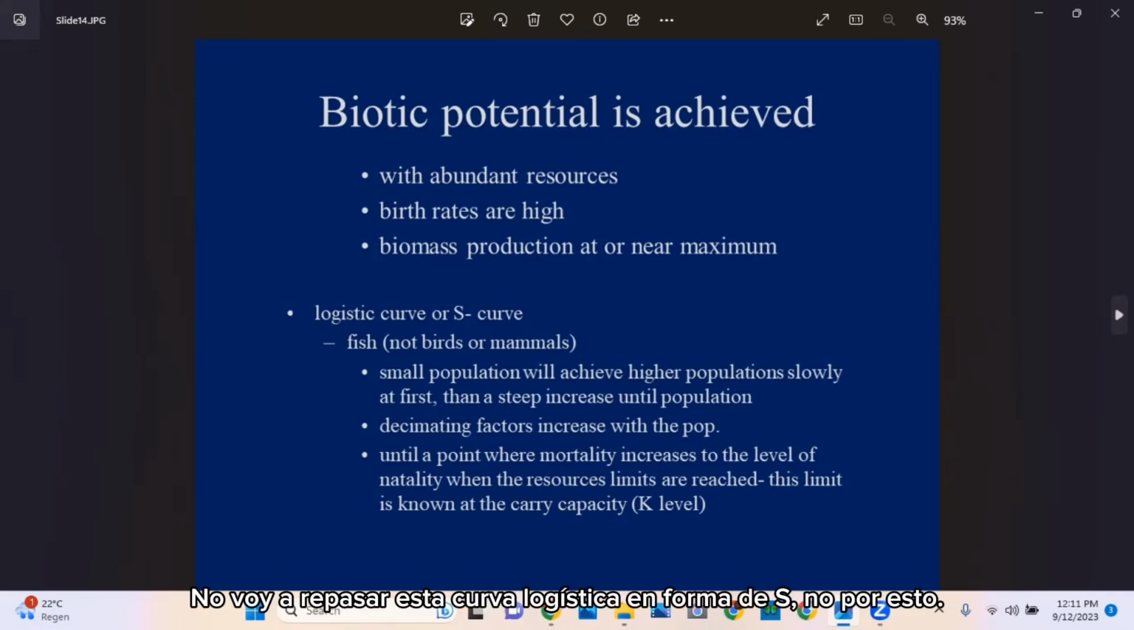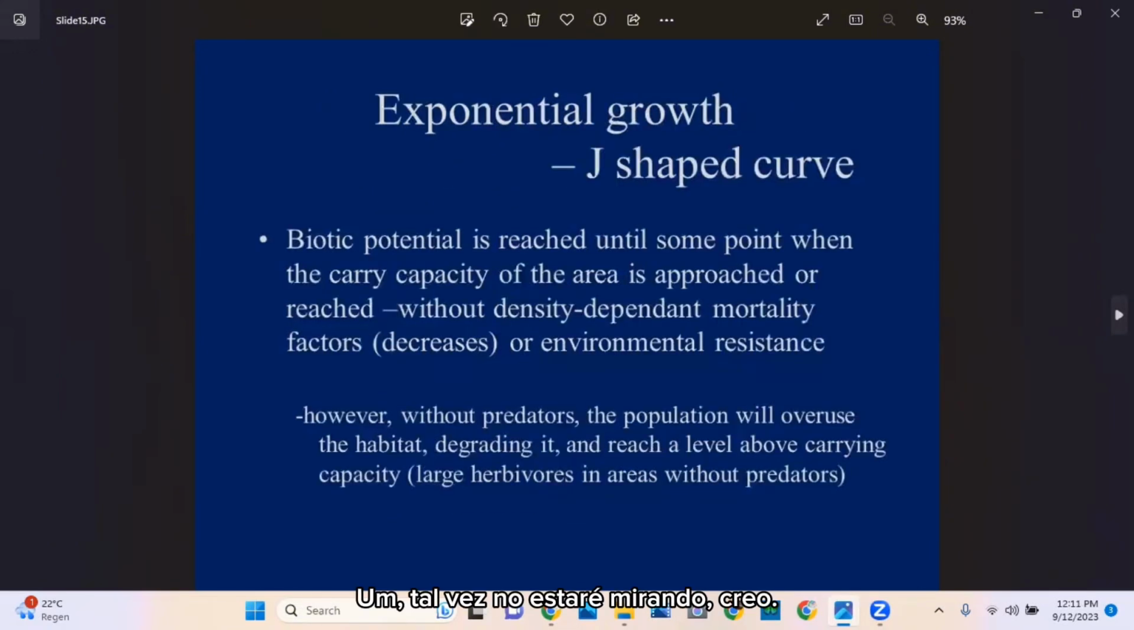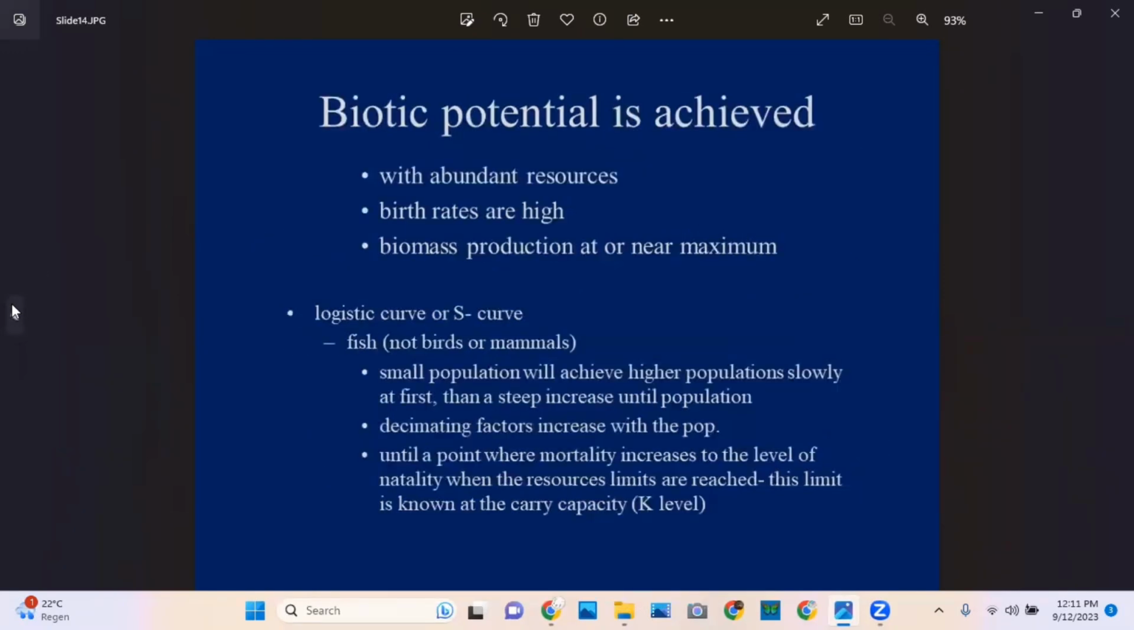I'm not going to go over this logistic S-shaped curve, not for this. Maybe I won't. Let me look and think. Well, I'll just do it real fast. So this is in fish, not in birds or mammals. But we care about these other animals.